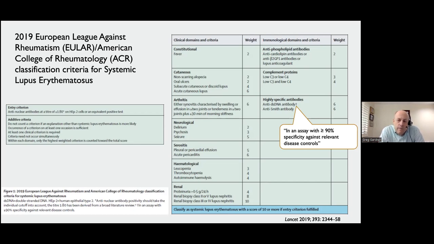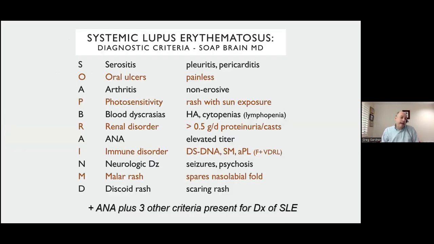It does give you the basic features of lupus: the positive ANA, constitutional symptoms, cutaneous symptoms, arthritis, neurologic, serositis, hematologic, renal, phospholipid antibody positivity, low complements, and the specific antibodies that we've talked about. So useful to think about, but I sometimes find the old-fashioned one, and I'm an old guy, SOAP BRAIN MD, as a way of also thinking about the manifestations of systemic lupus erythematosus.